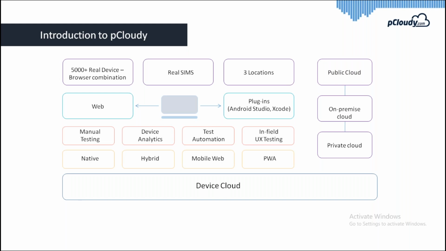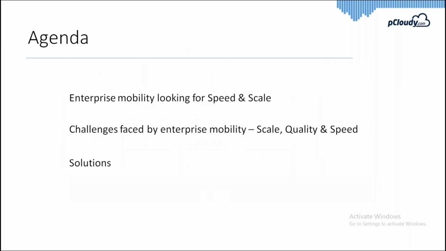All right, so let's quickly see the agenda for today's call or the webinar here. We're going to see three simple things here. First, we are going to see what enterprise mobility, which is looking for speed and scale, means and how we are addressing that. The typical challenges faced by enterprise mobility when we are talking about scale, quality, and speed, and a couple of solutions which we have at pCloudy, which will address all these things. So these are the three simple things which we are going to see now.